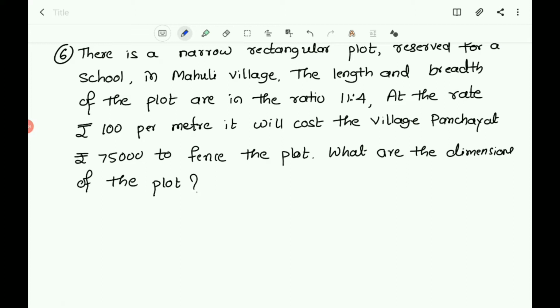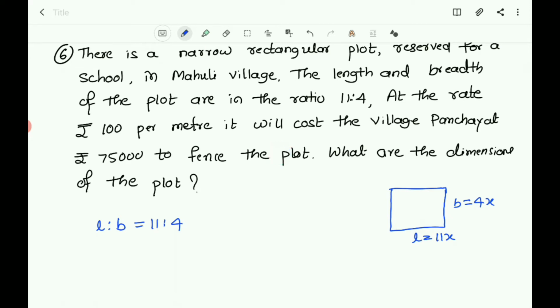It is given that the shape of the plot is nearly rectangular. So let us have a rough sketch of the shape of the plot. Now, it is a rectangle, so let the length be L and the breadth be B, and it is given that the ratio of length and breadth is 11:4. So let us take L equals 11x and B equals 4x.